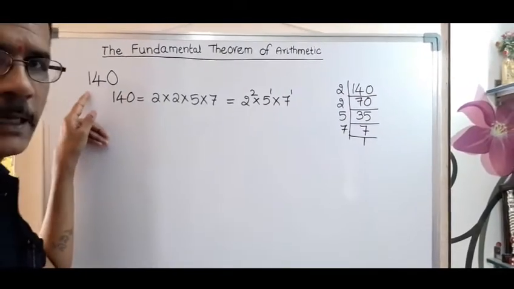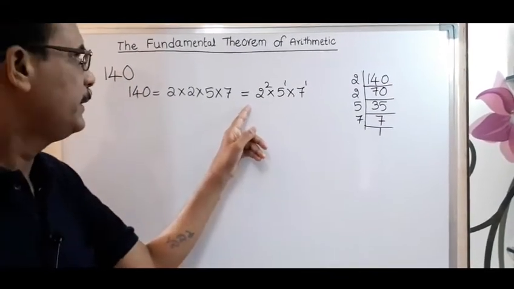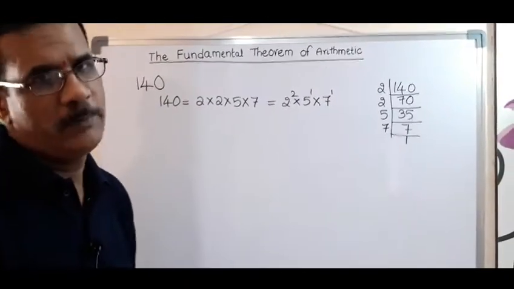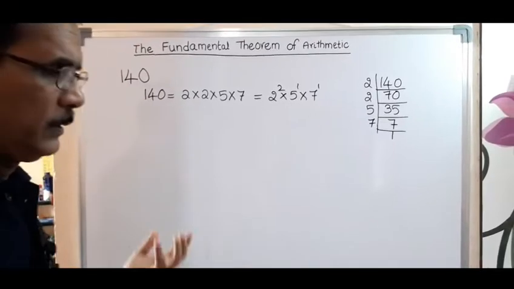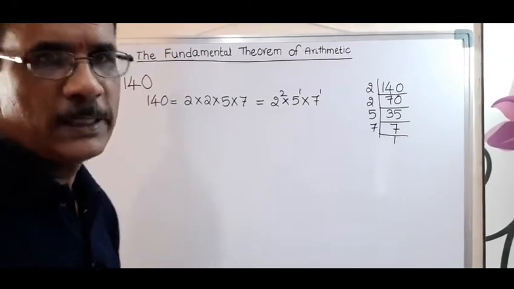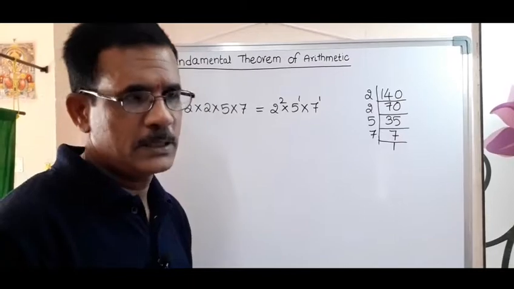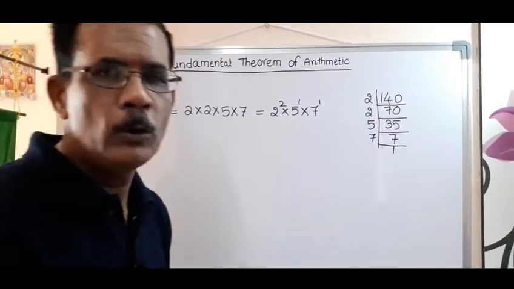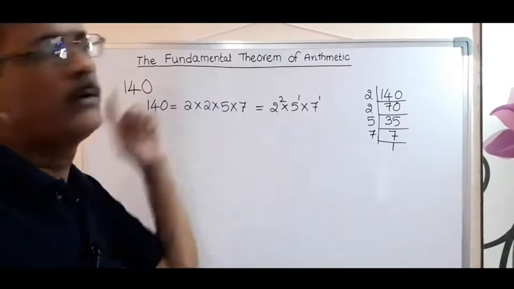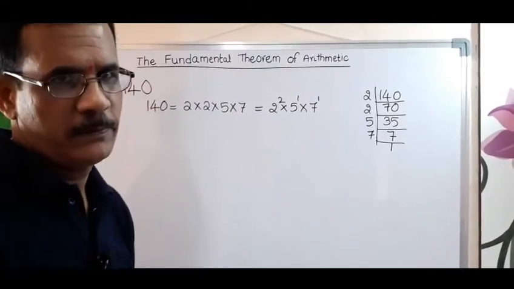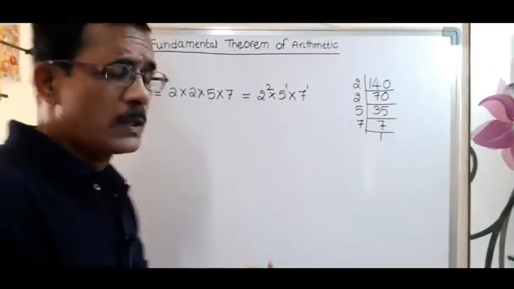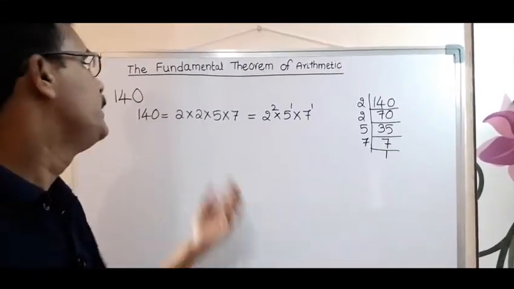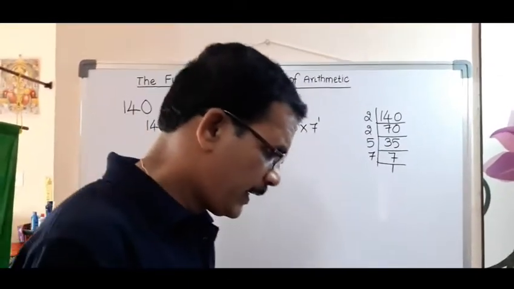So 140 is a composite number. It is written as the product of prime numbers. Here 2, 5, 7 are prime numbers. Now, what is the use of this fundamental theorem? Let us see it through examples. We can find HCF and LCM of 2 or more positive integers using this fundamental theorem of arithmetic. Let us find HCF and LCM of 2 numbers using this theorem.